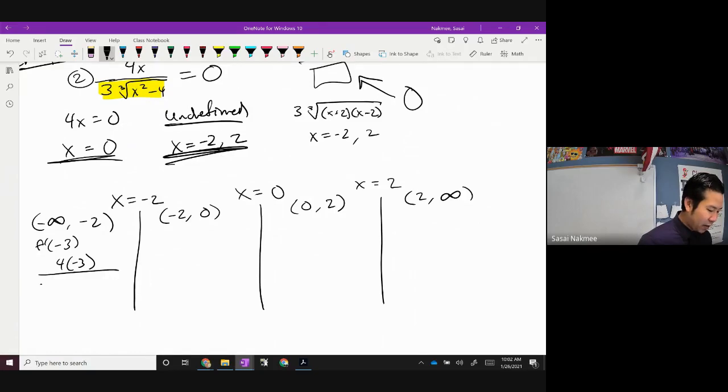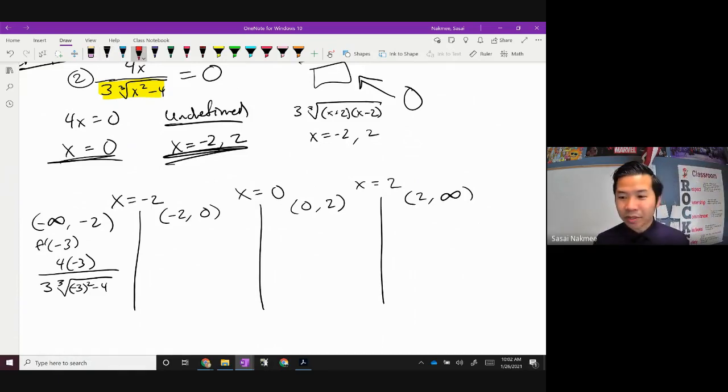And in the bottom, I have 3 times the cube root of (-3) squared minus 4. Now, that looks like a monstrosity to simplify, but I don't care about the number, right? I'm hoping you guys are catching on to that trend. When we're looking at the first derivative test, you're just looking at if it's positive or negative, right? So when I multiply the numerator here, you'll notice that I end up with a negative there.